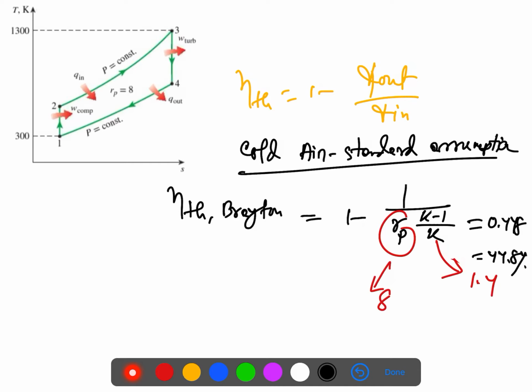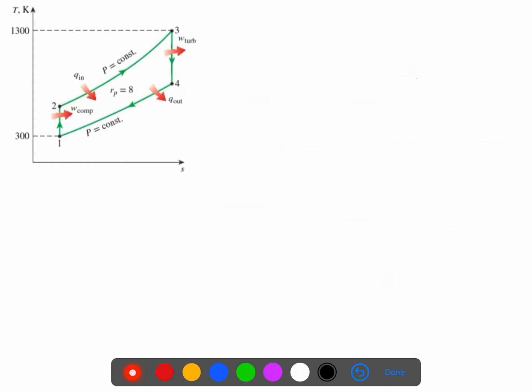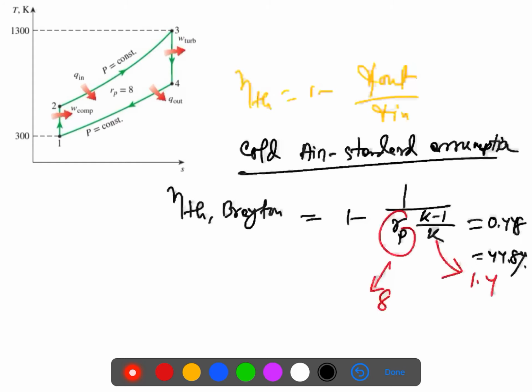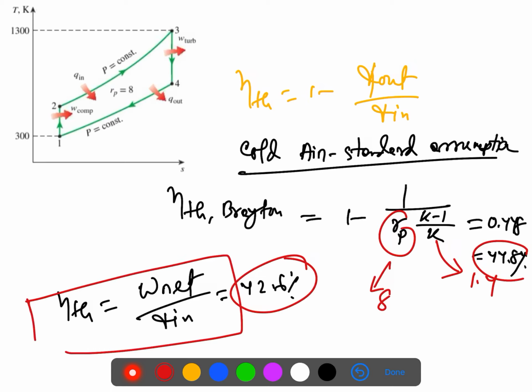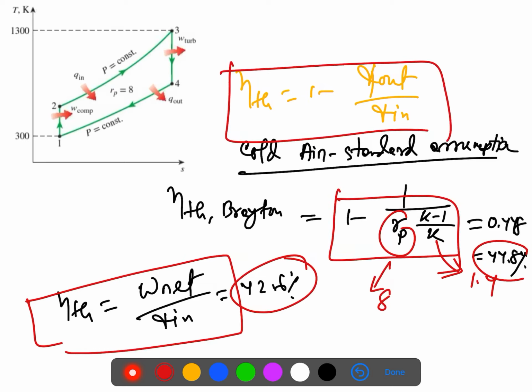So that's very close with the value we calculated from the net work output. When we used the formula with the net work and the heat in, we got 42.6%, and when we use this formula we got 44.8%. So it's very close, so we can easily use any of those. You can use this one, or this one, or this one for thermal efficiency. So that's it.